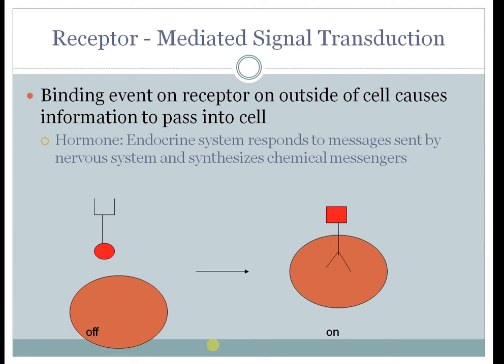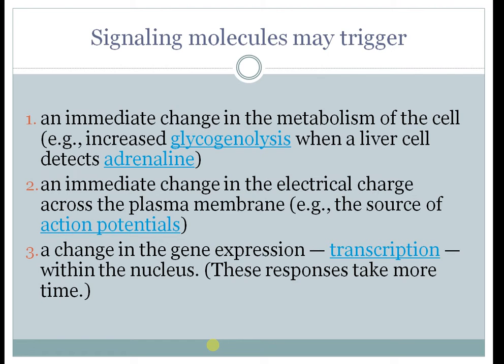Receptor-mediated signal transduction: binding events at receptors on the outside cause information to pass into the cell. Hormones, endocrine and neuronal chemical signals, may trigger immediate changes in metabolism, such as increased glycogenolysis in liver cells by adrenaline, and immediate changes in electrical charges across the plasma membrane, the source of the action potential. Changes in gene expression and transcription within the nucleus take more time.